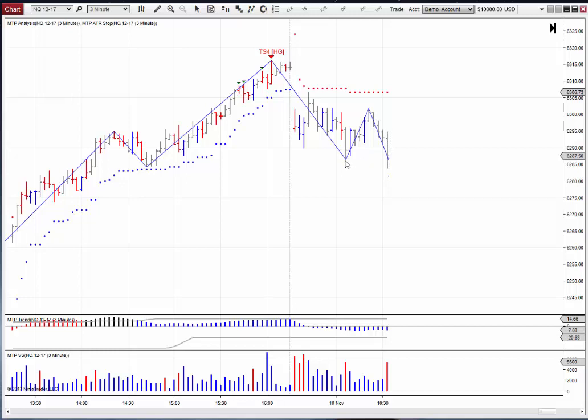Most amateur traders would look at this and say, oh, a move beyond a prior level on high volume, this indicates selling, therefore the market's going to carry on down.